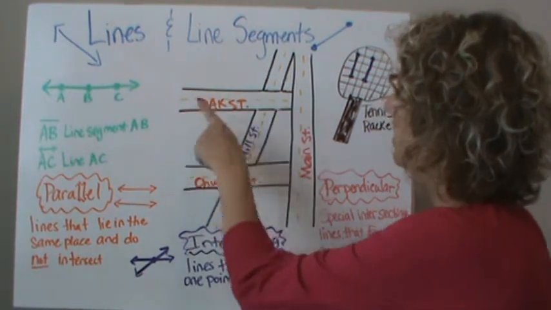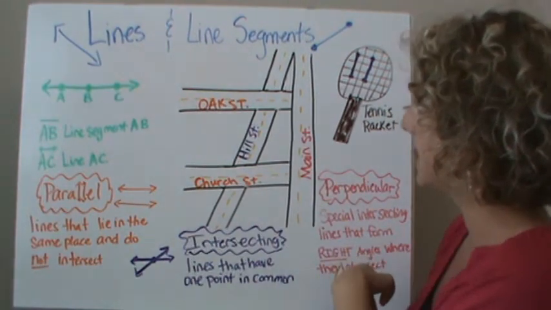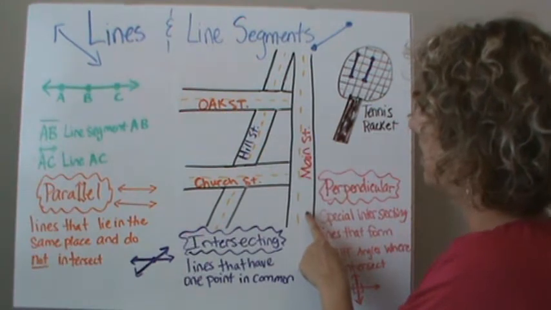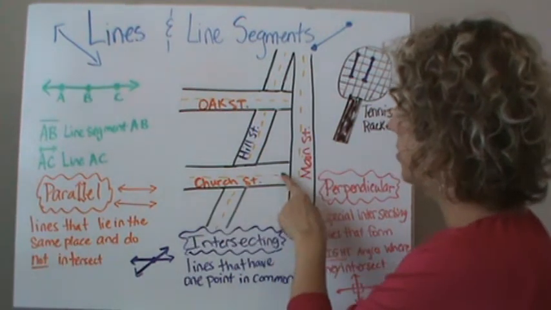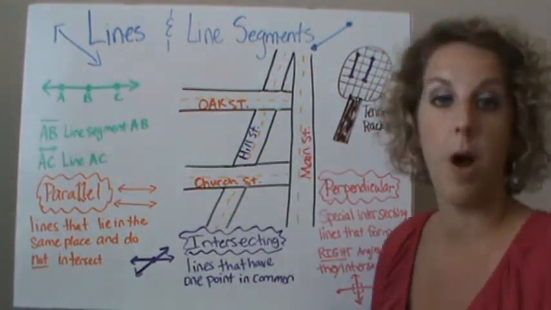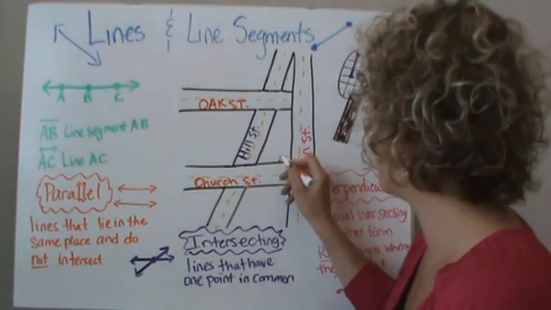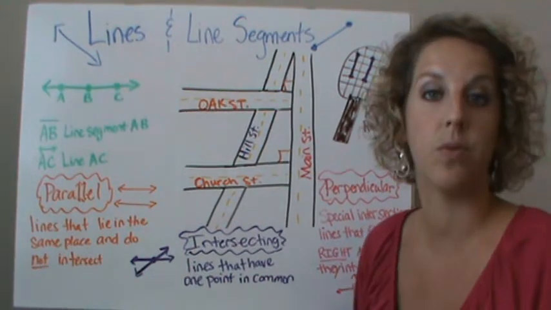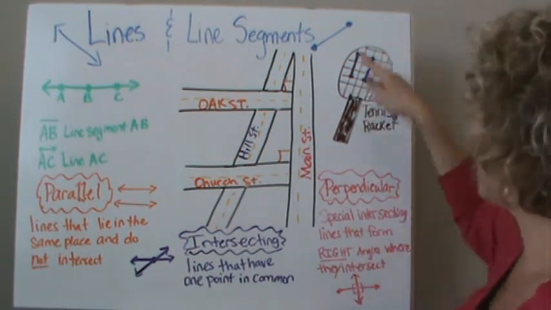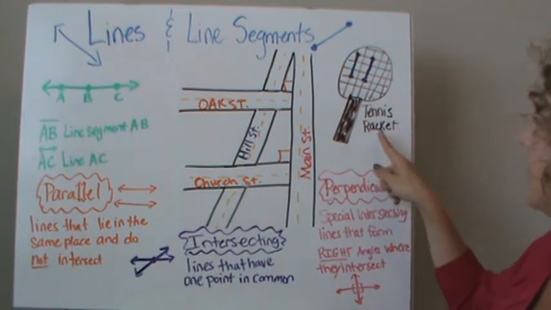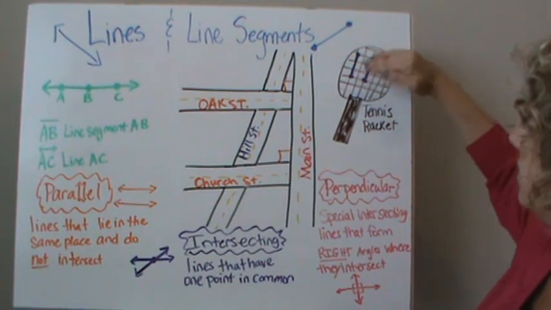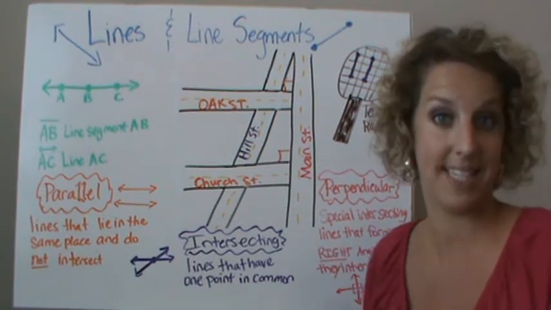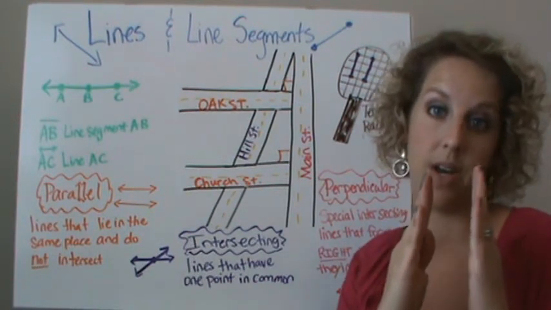So if you were to look to see which streets are perpendicular, you would say Oak Street and Main Street are perpendicular. Church Street and Main Street are also perpendicular because they create that little square corner, otherwise known as a right angle. If we looked at another real life example, a tennis racket, you know those little teeny grooves in there? They're all little line segments that are running parallel to one another.